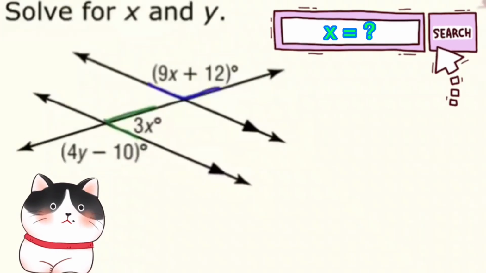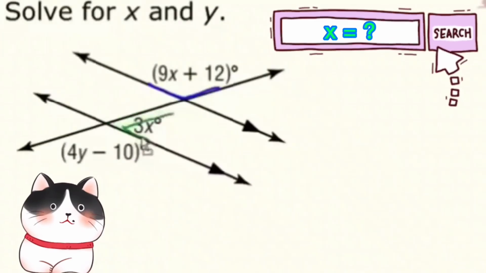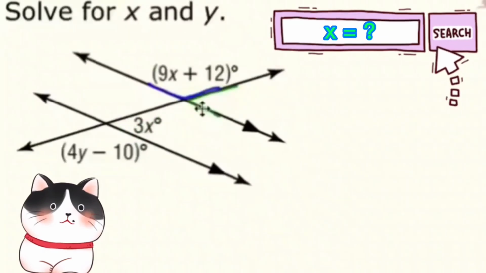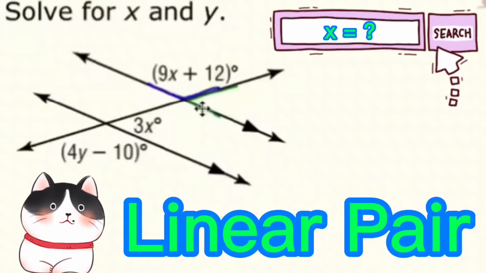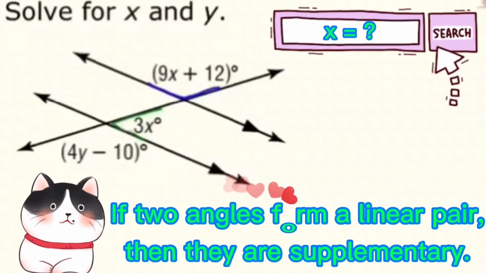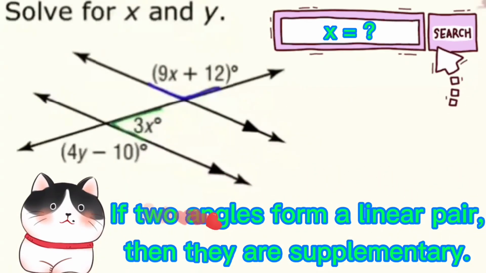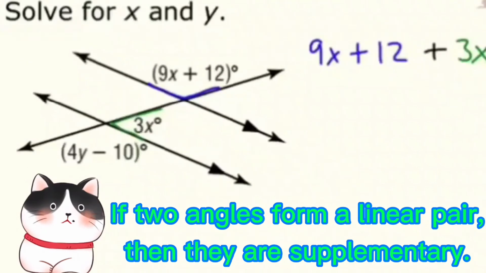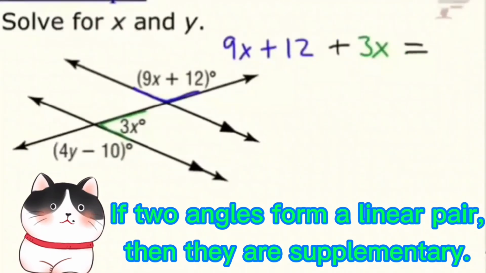I know that the blue angle and the green angle, if I move this green angle up to its corresponding place, would make a linear pair. So that means that these two angles, the blue and the green, are supplementary. If they're supplementary, that means I can add them together to make 180 degrees. So the blue angle plus the green angle, 3x, I know together those two angles add up to 180 degrees.